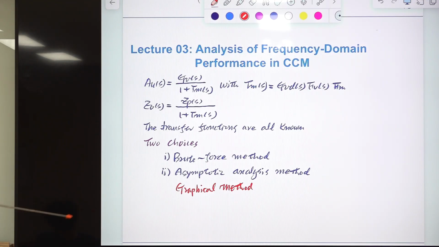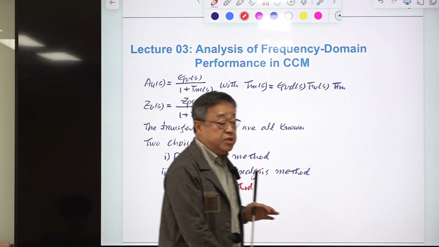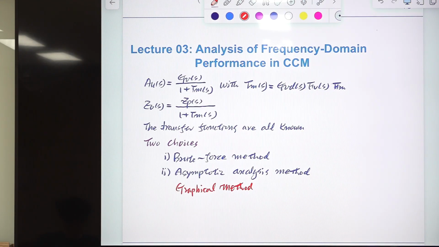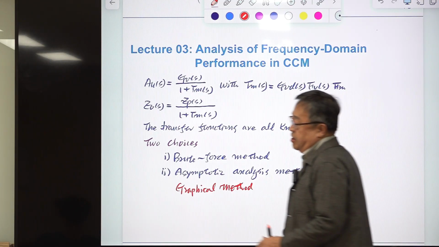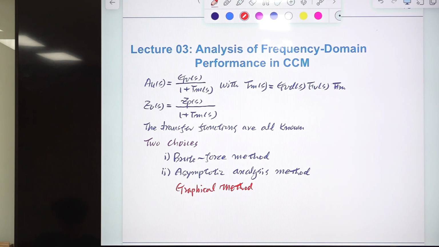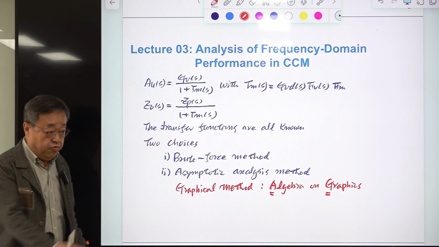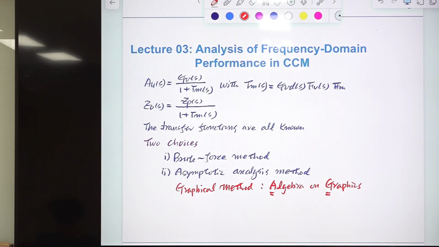I told you this method, this graphical method or asymptotic analysis method is originally proposed by Dr. David Middlebrook, and he coined one term. So this kind of method he defined as algebra on graphics. Okay, so you'll find out the meaning of this. Right. So with this background, we'll move on.